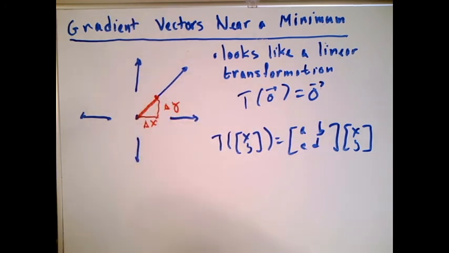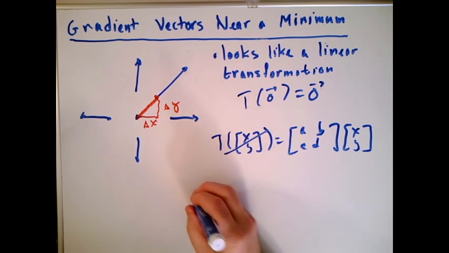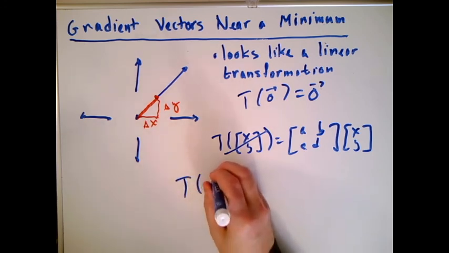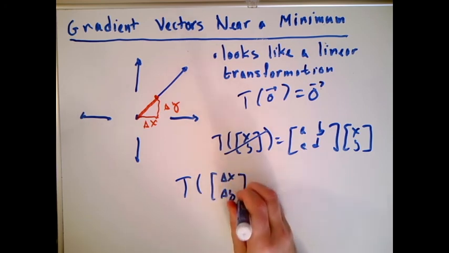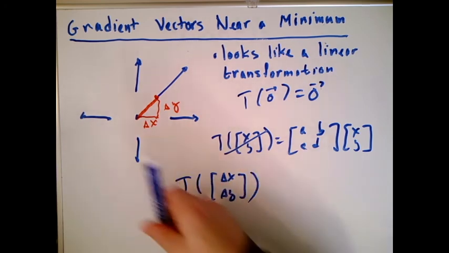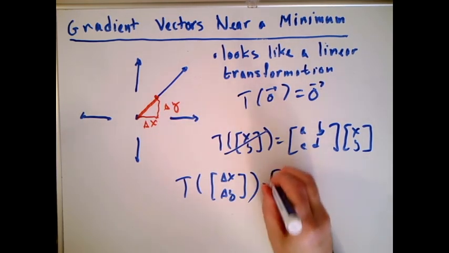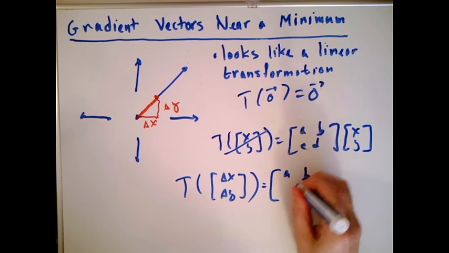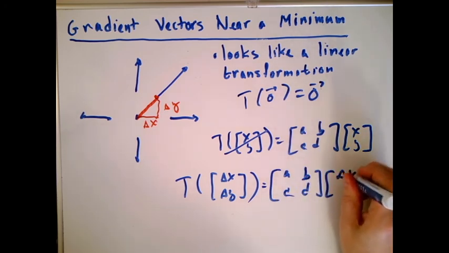So I'm not going to write T of xy when we're referring to linear transformations near critical points. I'm going to write down T of delta x, delta y. Remember, that's just a vector that starts at our critical point and ends at the point I want to draw the gradient. And so the equation becomes a little bit more complicated, but a little more descriptive as well, so I'm happy with that.